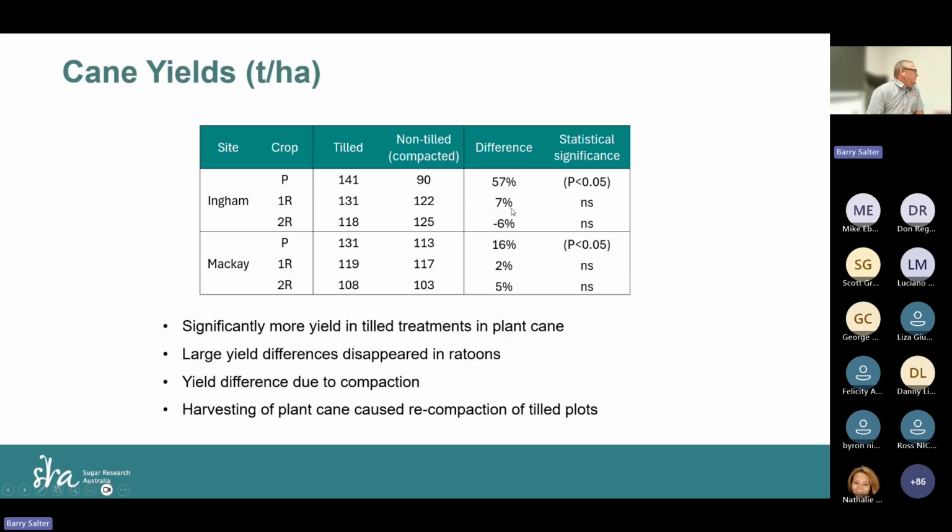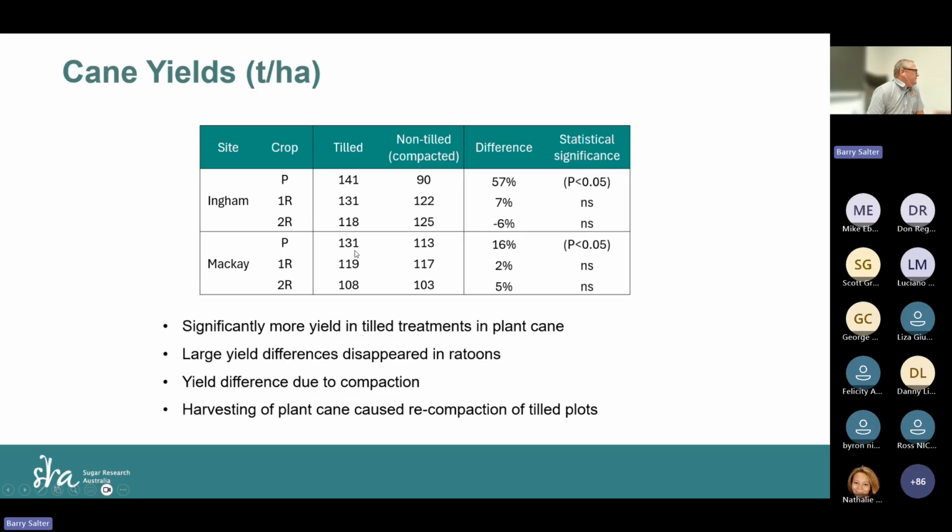And so, there was a big difference in plant cane, but the difference in the first ratoon and the second ratoon had basically disappeared. And our thoughts were that basically that first harvest had then caused compaction again in the tilled section. And so there was now very little difference in terms of compaction between the two systems. And so our yields were no different in those returns.